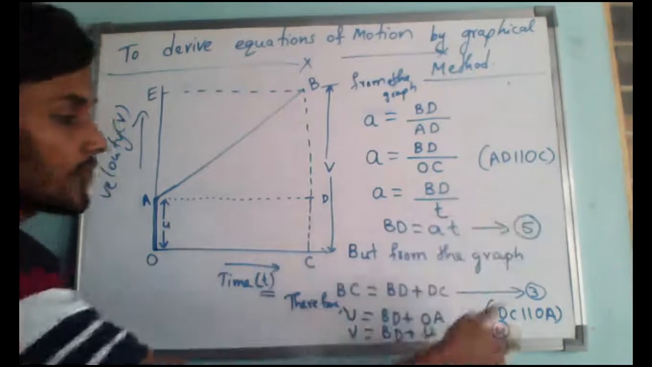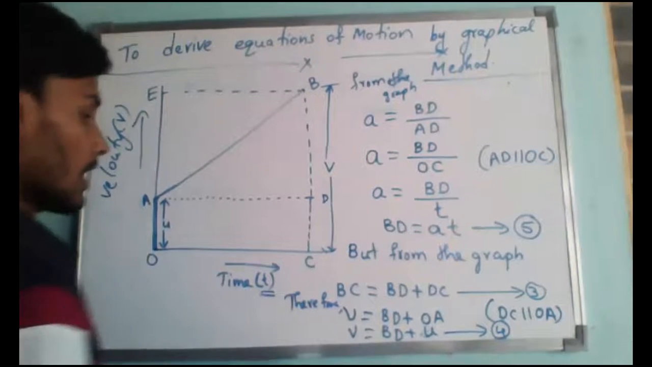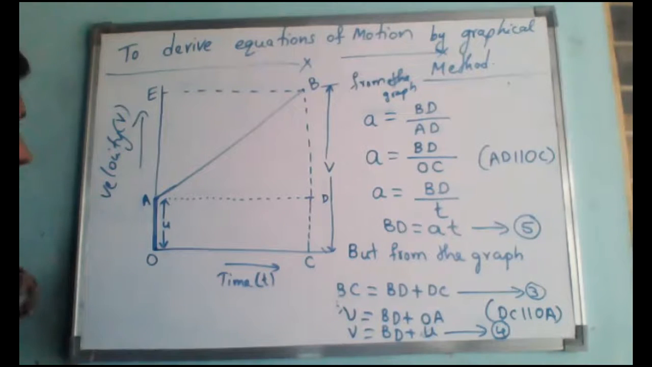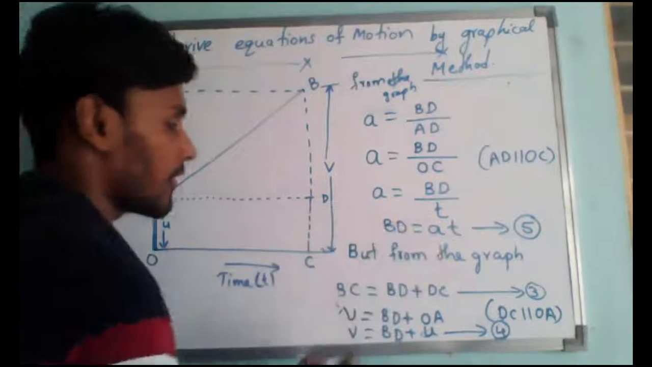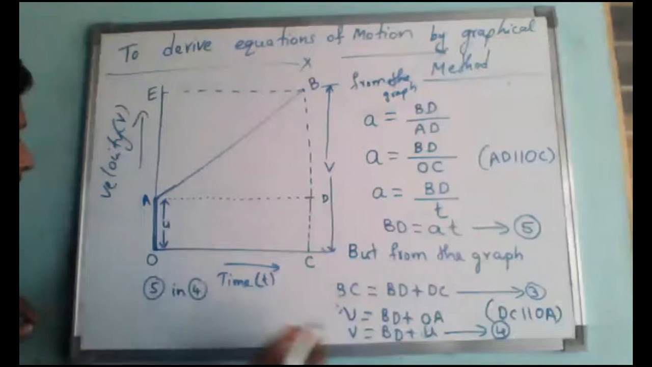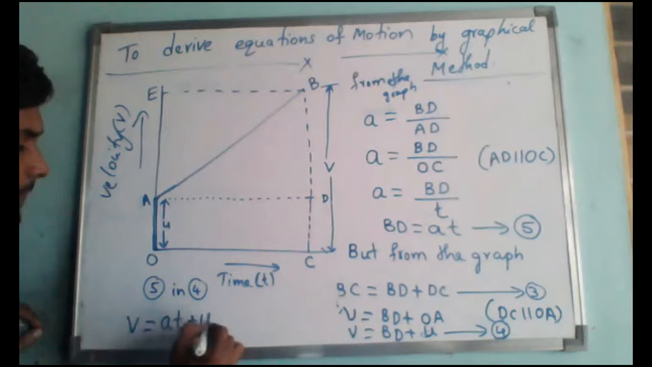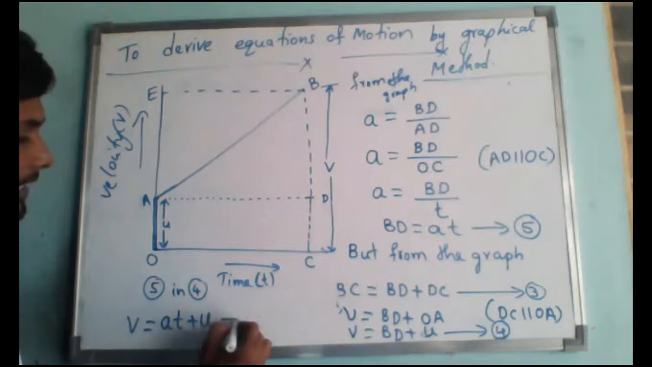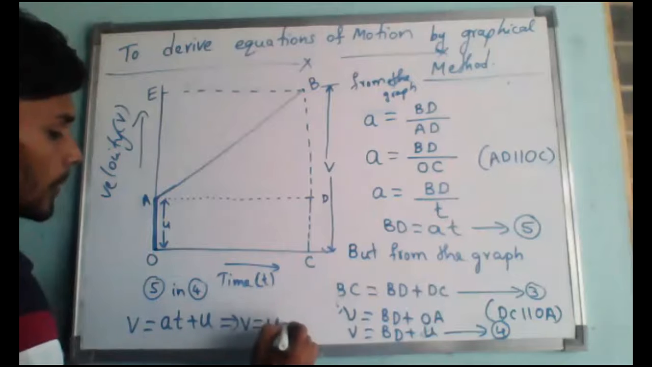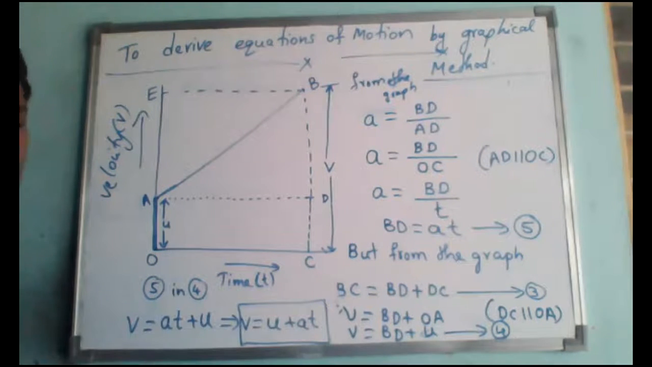Now, substitute equation 5 in equation 4. Instead of BD, you can substitute at. So here I will go for substitution. Substitute equation 5 in equation 4. What will come? v is equal to at plus u. Is it yes or no? And if we rearrange, 1 plus 2 or 2 plus 1 is the same. So v is equal to u plus at. Both are same or not?